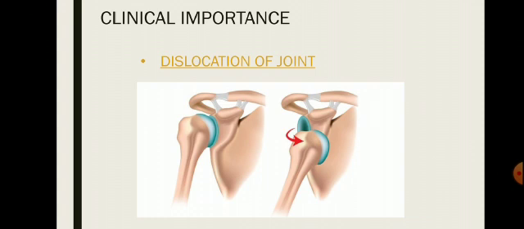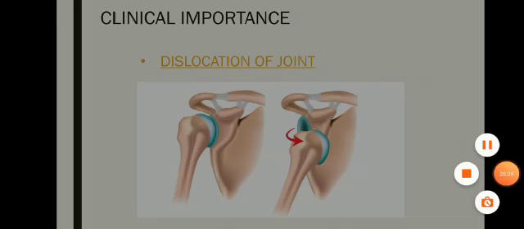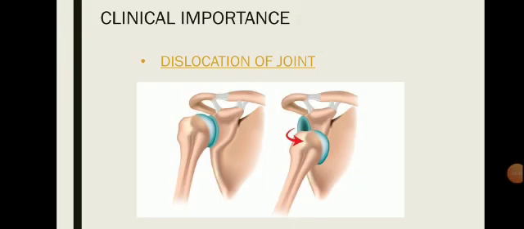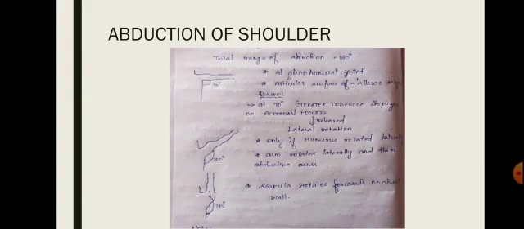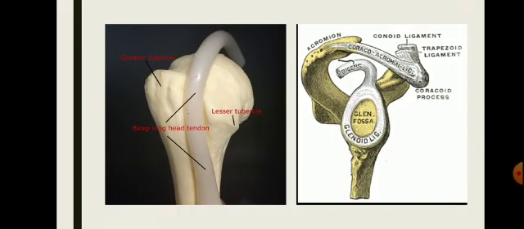Mostly it occurs inferiorly. The dislocation occurs inferiorly. Why? Because there is no support from the inferior side. On the superior side, there is the coracoacromial arch. Am I right? Yeah. The coracoacromial arch is present superiorly, whereas on the inferior aspect there is no support at all. So the dislocation occurs easily inferiorly. With reference to the infraglenoid tubercle, I have shown you a picture here.